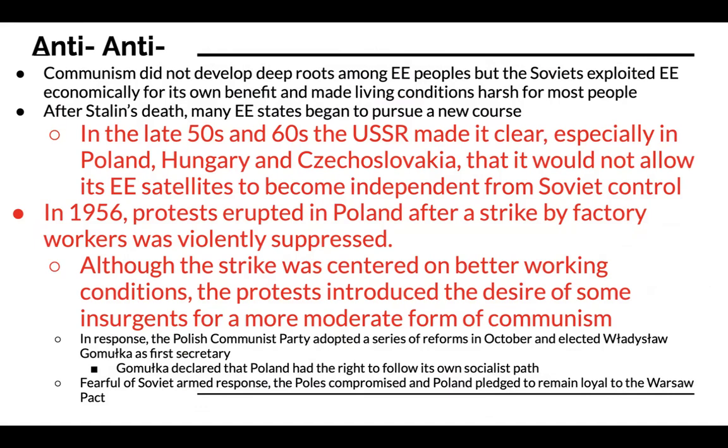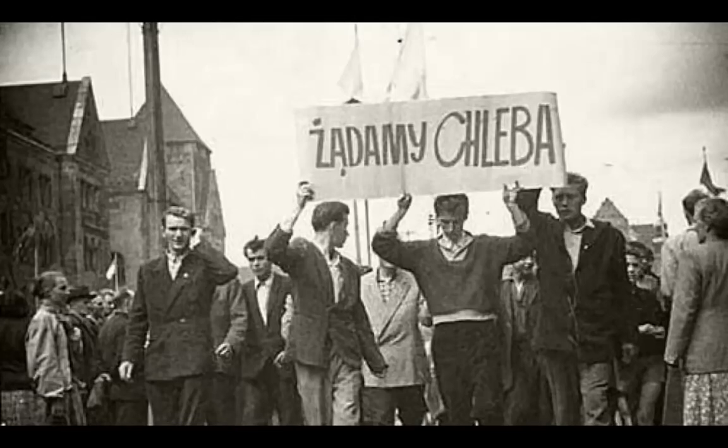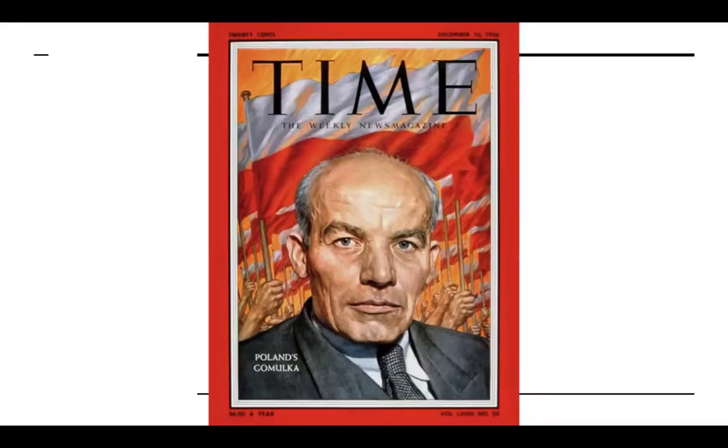In response, the Polish Communist Party adopted a series of reforms in October and elected Władysław Gomułka, I think that's how you pronounce it, I may have butchered it, as their first secretary. Gomułka declared that Poland had the right to follow its own socialist path. Fearful of Soviet armed response, the Poles compromised, and Poland pledged to remain loyal to the Warsaw Pact. So there's some pictures. That's Gomułka.